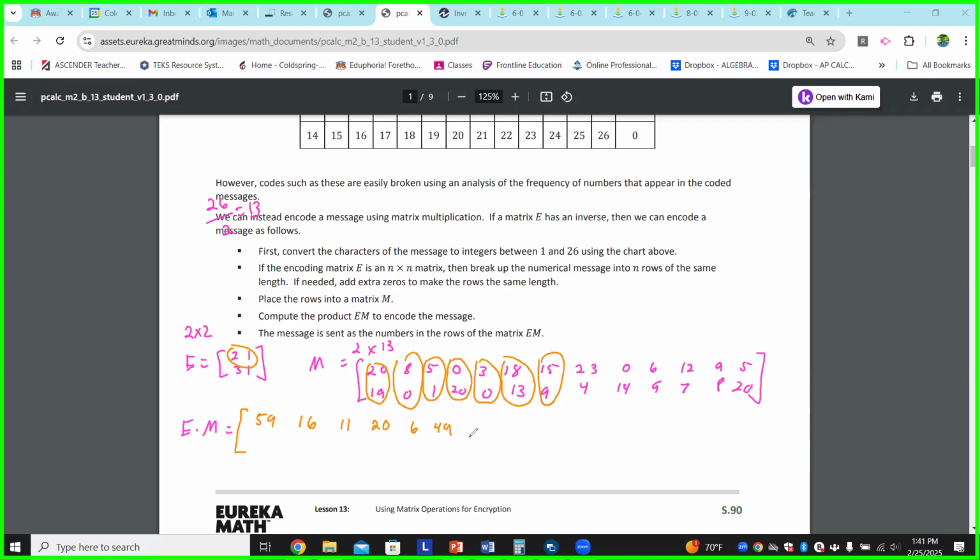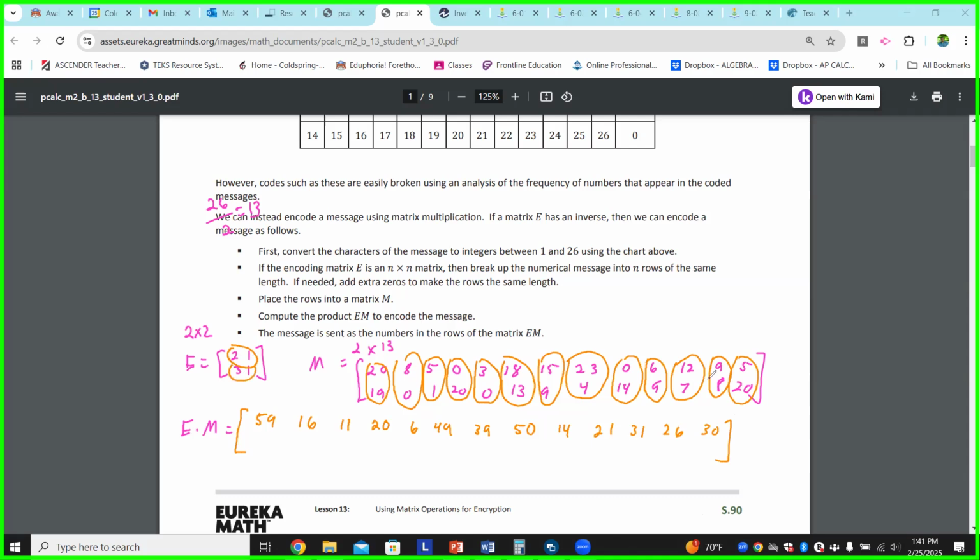2 times 15 plus 9, 39. 2 times 23 plus 4, 50. 2 times 0 plus 14. 2 times 6, 12 plus 9. 2 times 12 plus 7. 2 times 9 plus 8. 2 times 5 plus 20. Does everyone see how I just get all those numbers? And I'm going to repeat.